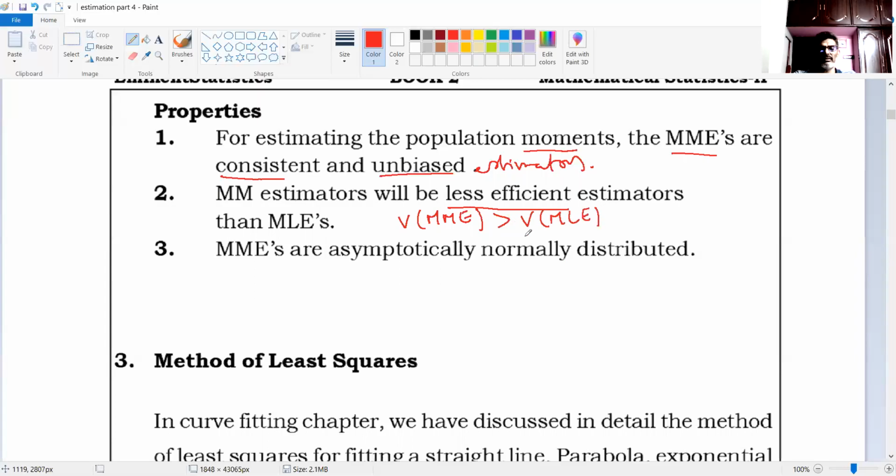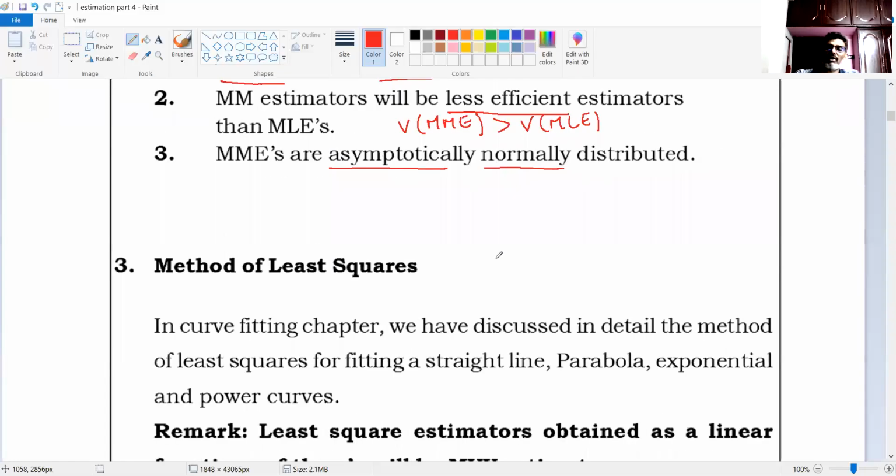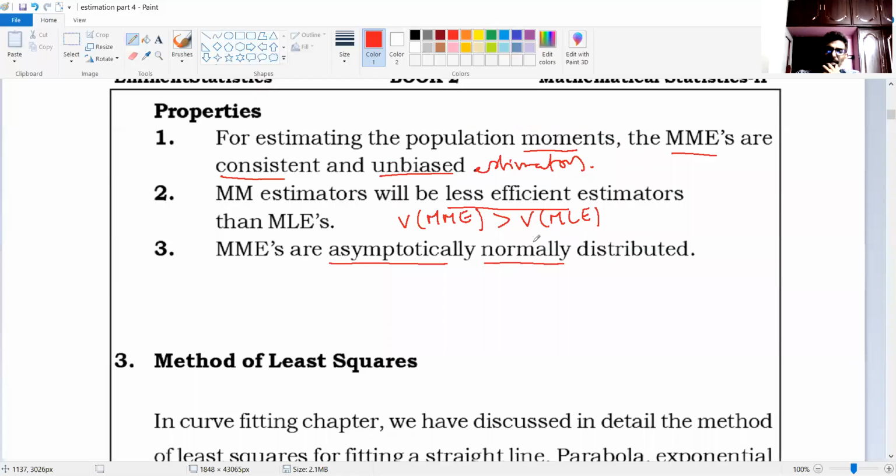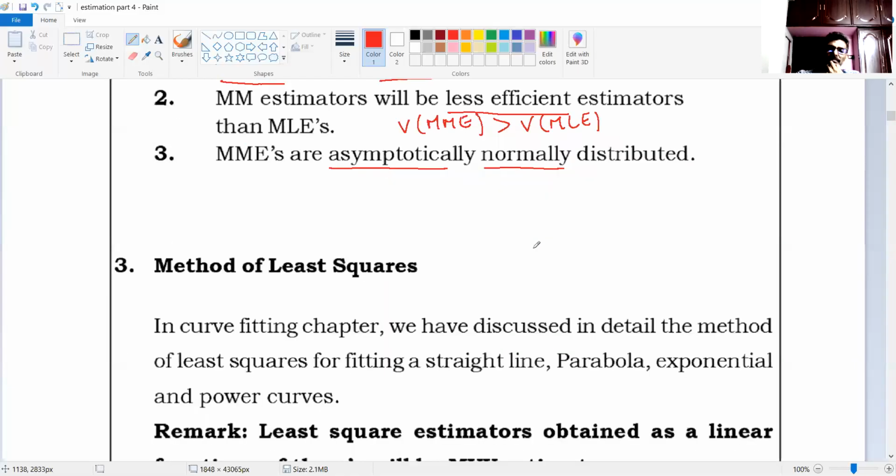So we can say that MM estimators are less efficient estimators than MLEs. MMEs are asymptotically normally distributed. It's very important: asymptotically, by taking the limit concept, MMEs definitely follow a normal distribution. MLEs are also asymptotically normally distributed. So the concept and properties are explained.